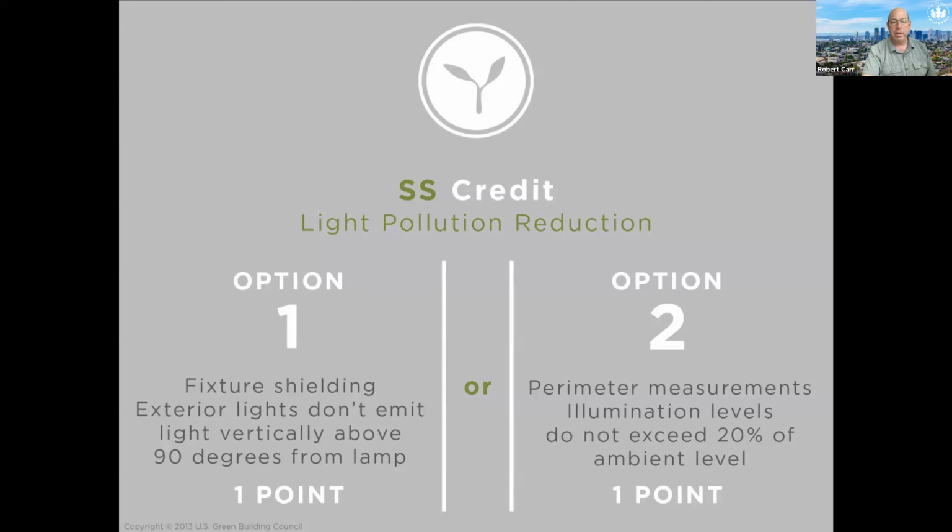All right, light pollution reduction. The intent here is to reduce the amount of light flooding from your project into other projects or other areas beyond your site boundary. And there's two ways you can meet that.